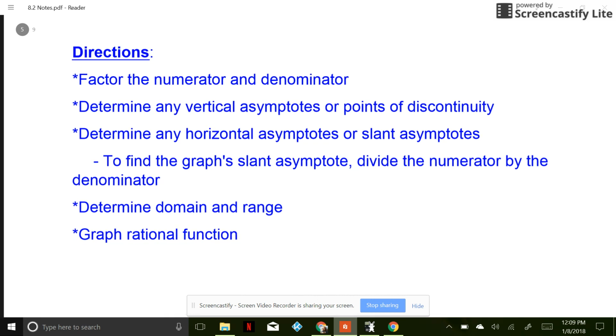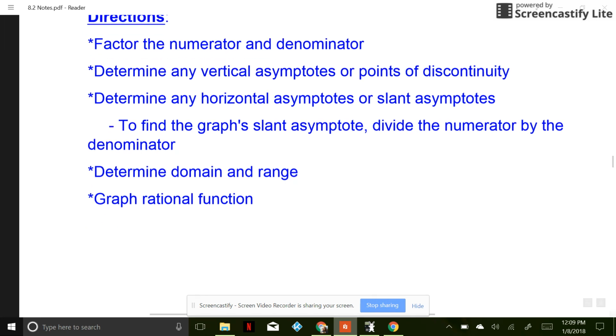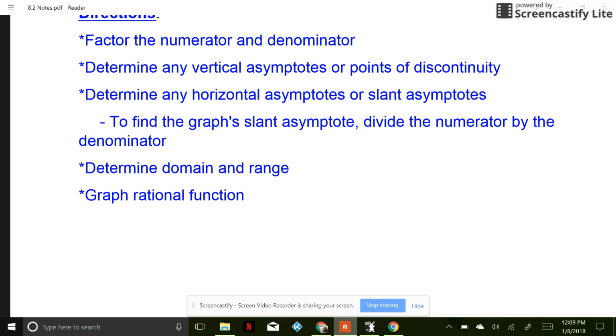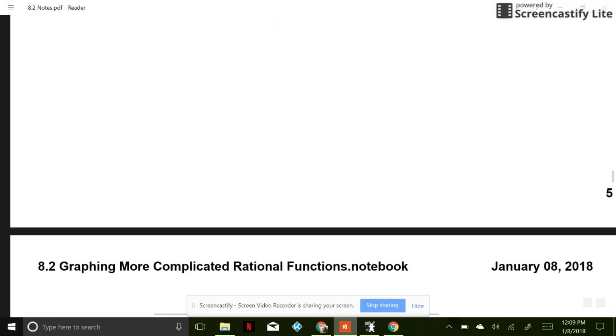So for our directions, first thing you want to do, factor the numerator and the denominator. Then you want to look for any holes and vertical asymptotes. Then check for horizontal asymptotes, find the domain and range, and graph the function.